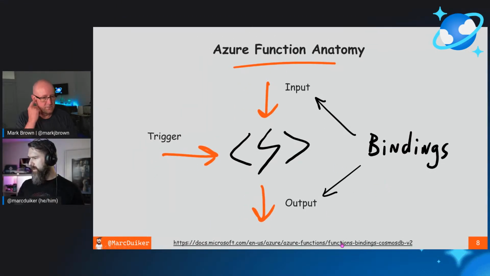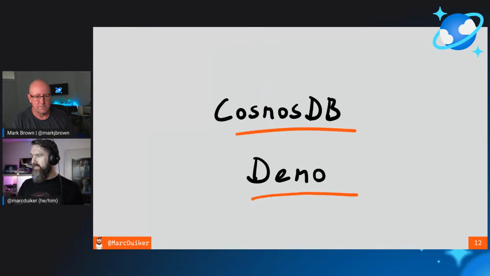The link below points to the Microsoft docs where these function bindings are explained for Cosmos DB. The documentation is nicely up to date, so I definitely recommend you read that. Now let's get busy with some code.